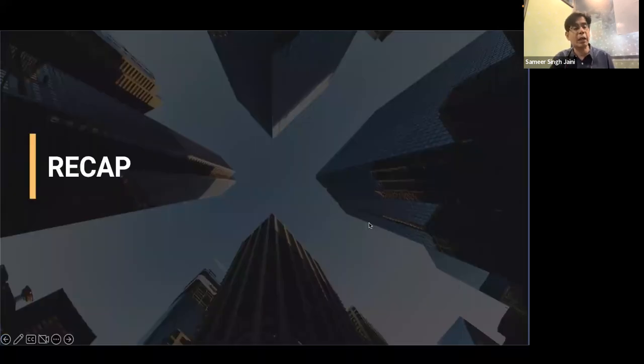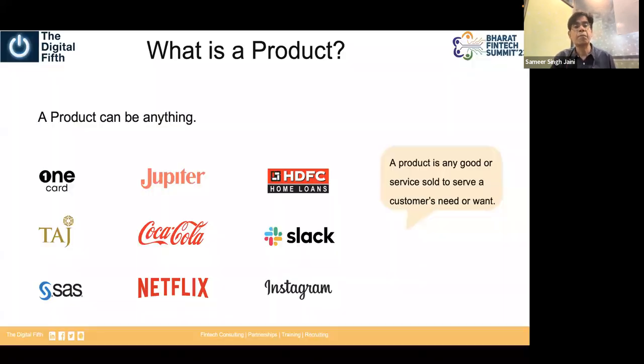Now, in terms of a quick recap of last week's session, a lot of times people get confused on the banking side about what products can be. A one card, which is a digital card, is definitely a product. Same as a home loan, same as Slack, same as Instagram. Any product or service which is getting sold is technically a product.